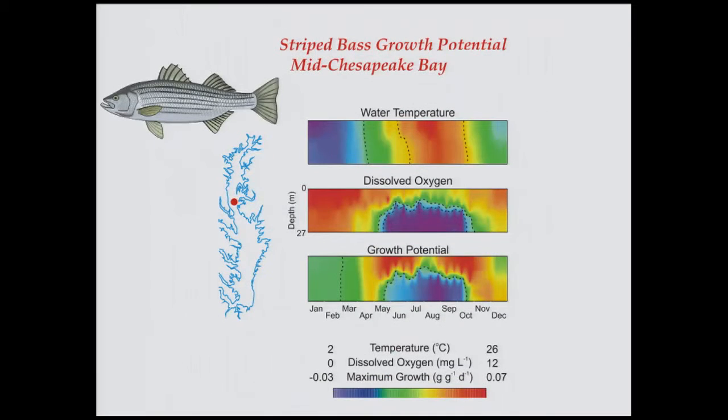Let's look in a very simple case now of just the striped bass. Let's take one point in space in the Chesapeake Bay, and using monitoring data for temperature across an annual cycle and dissolved oxygen across the annual cycle. And then the bottom figure shows the growth rate potential, or basically habitat quality, for striped bass in those conditions. You can see it varies across the year. It varies with depth. Red areas are always areas of good growth. And it's driven by, in this case, temperature and oxygen, and we assume that food is unlimited.